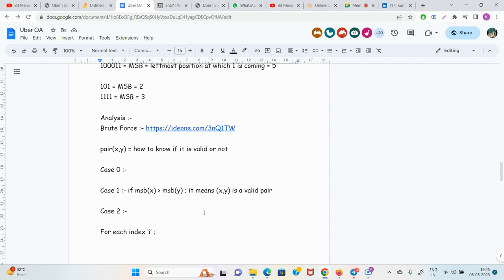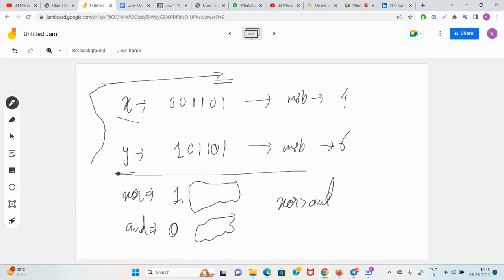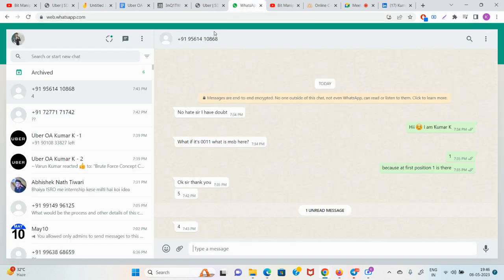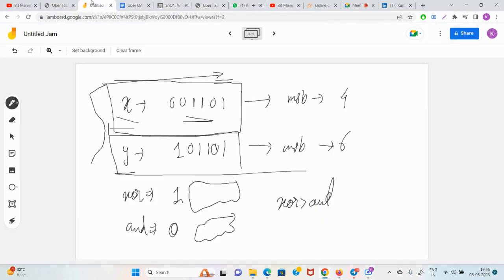Now guys, let's take another case. What if MSB of X is less than MSB of Y? What will happen in that case? Let's check. So guys, Prathamesh, can you tell me the MSB of X? We are taking this case X and Y. What is the MSB of this? Tell me, Prathamesh. Correct. I willfully wrote the wrong answer here, so Prathamesh gets confused, but he did not. So MSB is 3, not 4.